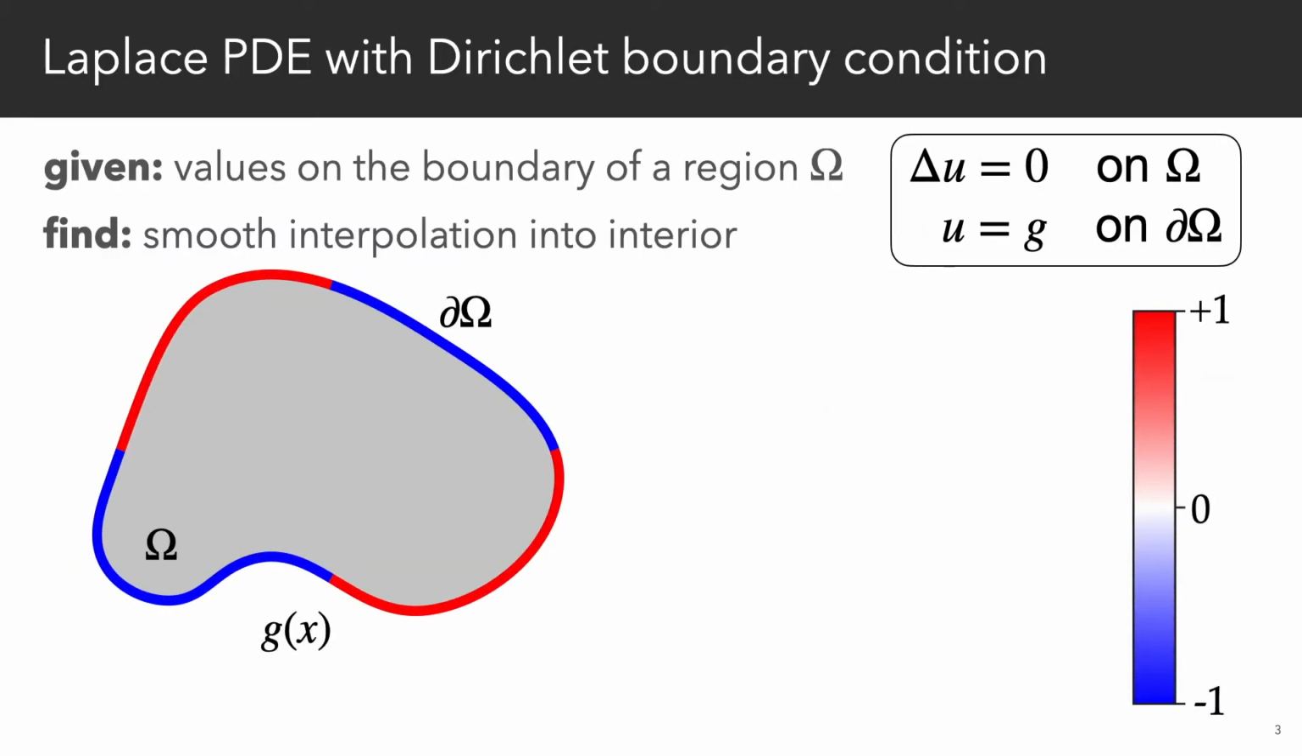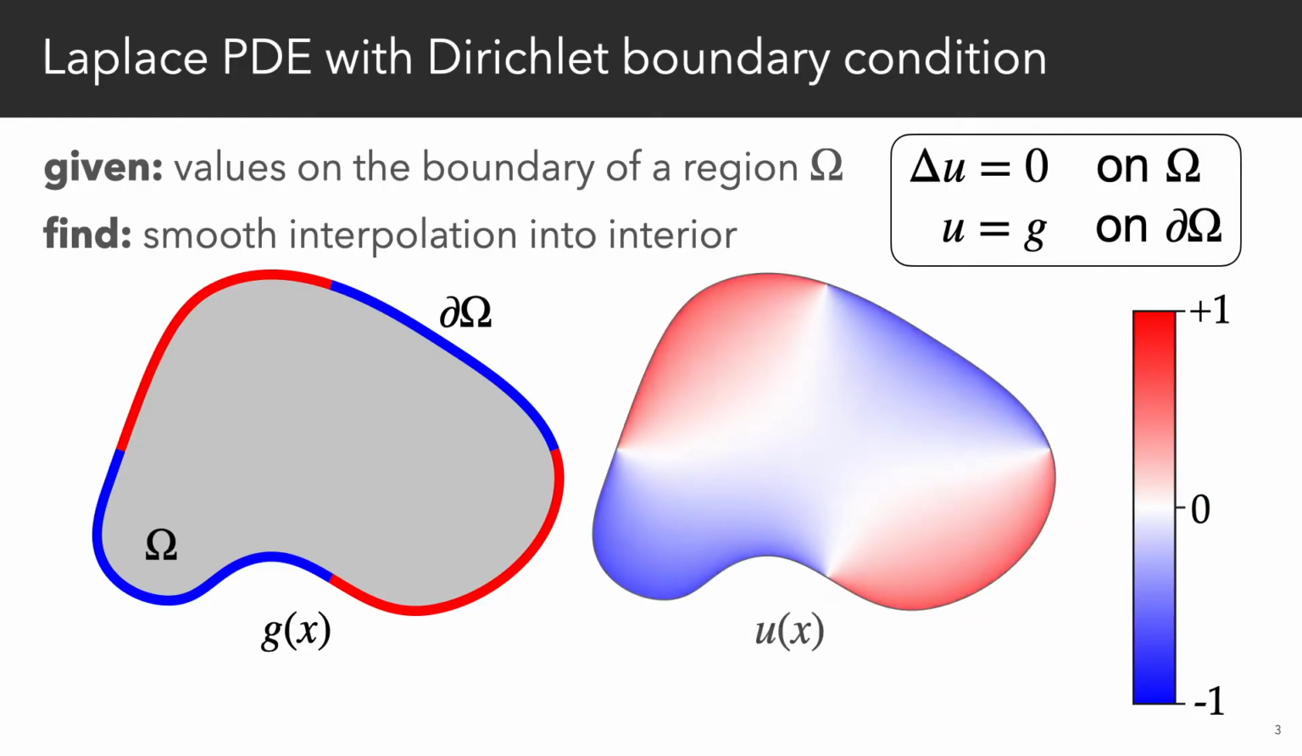Recall that the Laplace PDE with Dirichlet boundary conditions takes a set of given values on the boundary and interpolates them to the interior as smoothly as possible. The smoothness is enforced by restricting the Laplacian of u to be 0 on the domain. Meanwhile, we constrain u to be equal to g on the boundary so that our function is actually interpolating the boundary data.